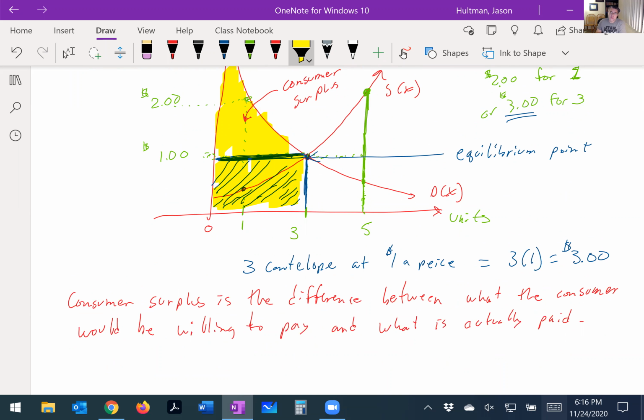It's the total amount of money that I would have been willing to pay. However, it's not the total amount of money that I actually walk away paying, because of where the supply and demand curves meet. I'm actually getting a better deal. Do we have domain restrictions? Yes, it's 0 to infinity basically.